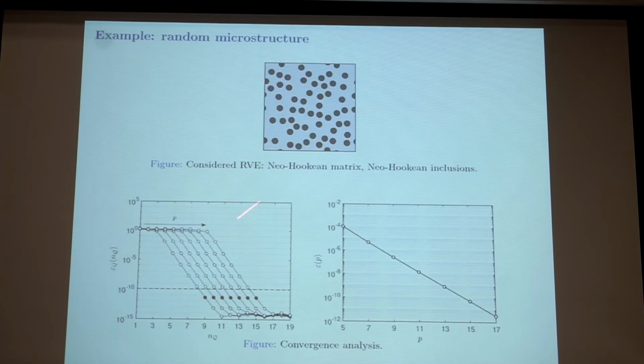So we applied this to this two-dimensional RVE using Neo-Hookean models for the matrix and for the inclusions. And here you can see the results of a convergence analysis with respect to the order P of the approximation and the number of quadrature points for the quadrature rule. So for instance, if you want a L2 error below 10 minus 10, you need an order P equal to 15, and you need at least 14 integration points in each direction.